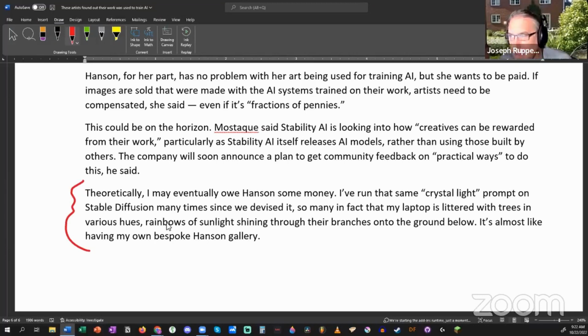Theoretically, I may eventually owe Hansen some money. I've run that same crystal light prompt on Stable Diffusion many times since we devised it. So many, in fact, that my laptop is littered with trees in various hues, rainbows of sunlight shining through their branches onto the ground below. It's almost like having my own bespoke Hansen gallery.